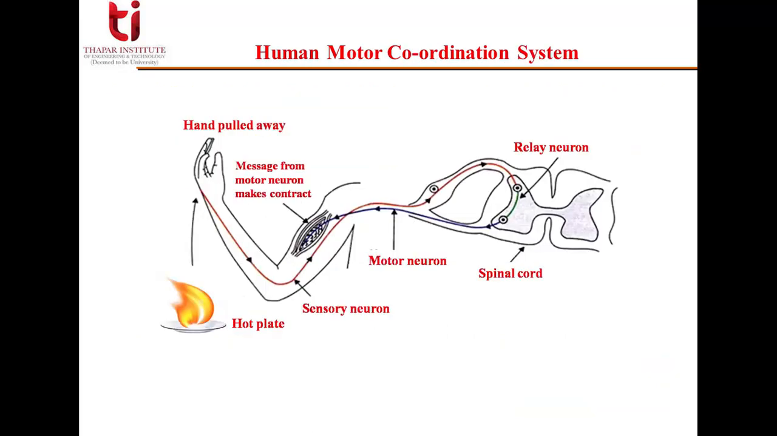Further, let's discuss about the human motor coordination system. We'll look at one example in this. What happens when our hand suddenly touches any hot object? The sensory neurons carry information through sensory receptors, normally in the skin or hair, and that information will be carried to the central nervous system. That can be either brain or spinal cord. Here it is spinal cord. Then the spinal cord will respond through motor neurons, and the message from the motor neurons makes the muscles contract, and thus our hand is pulled away immediately.